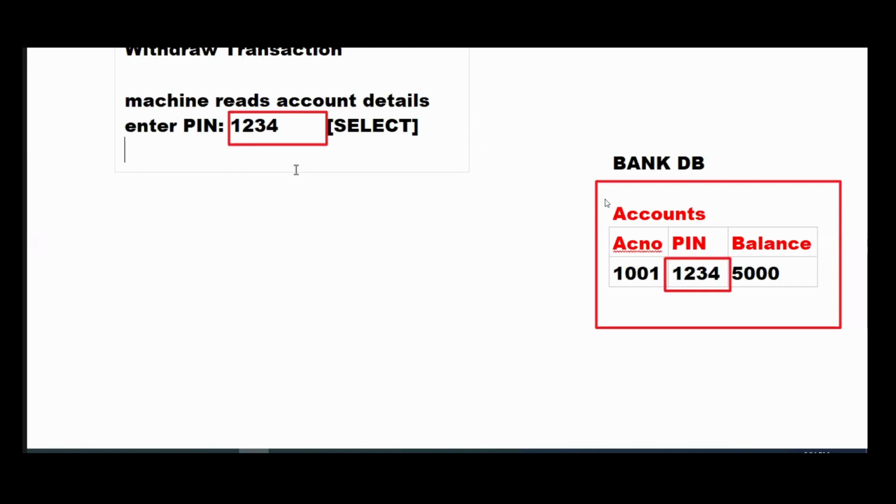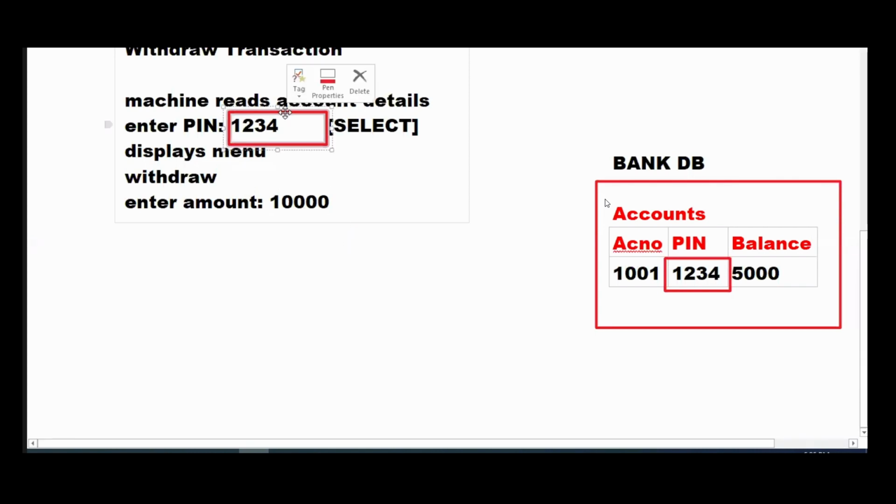If you are a valid user, it displays a menu to you. You are selecting your choice as withdraw. Then immediately what is it asking? Enter amount. For example, you want to withdraw 10,000.